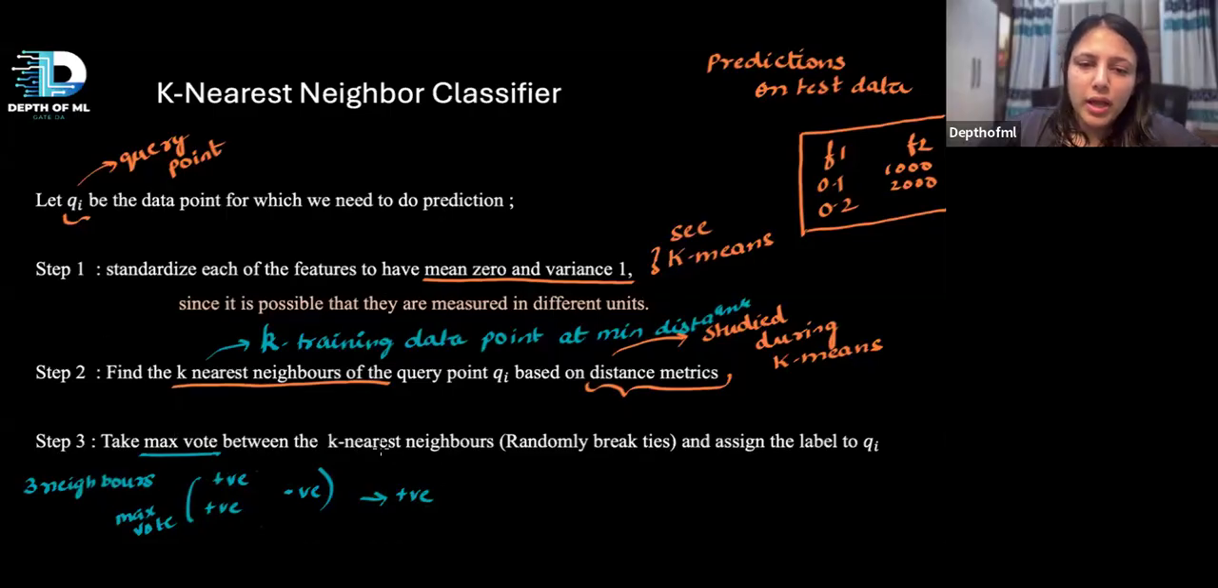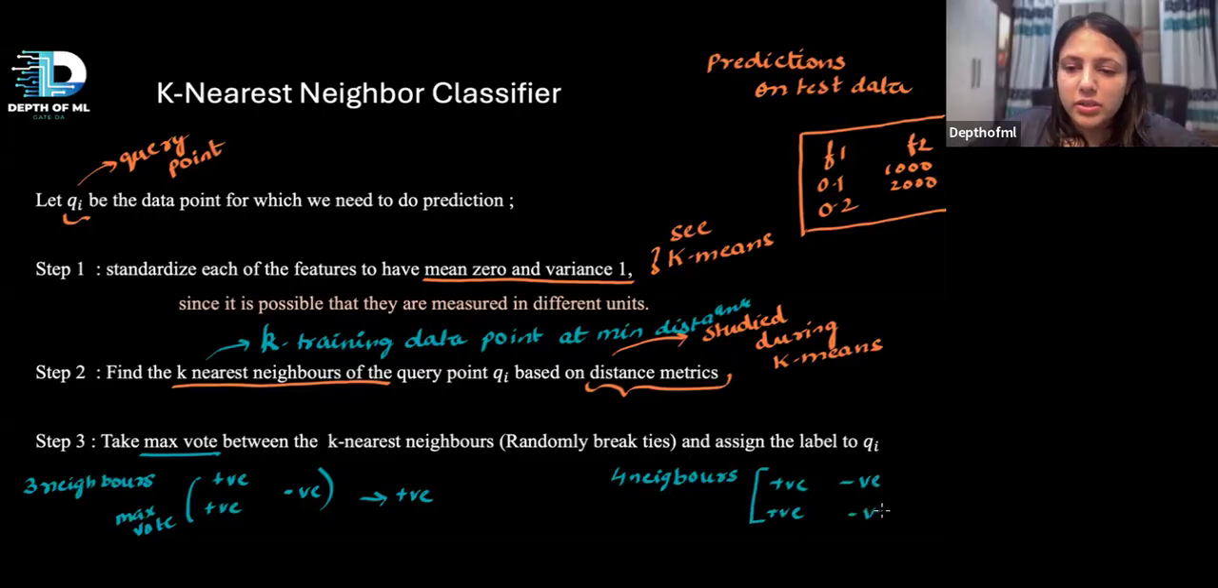Fine. Now what can happen is, suppose you had chosen 4 neighbors, which we usually don't do. We usually take an odd number of neighbors. But suppose somebody gives you a 4 neighbor classifier and you have one neighbor saying positive, another neighbor saying positive, one neighbor saying negative, and another saying negative, right?